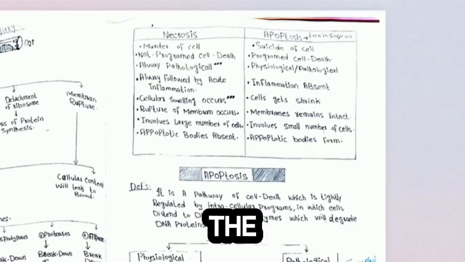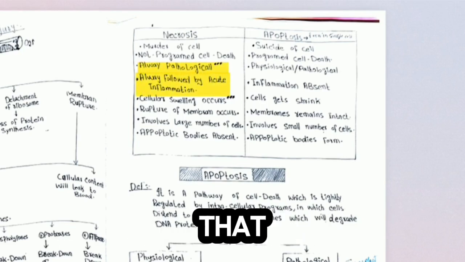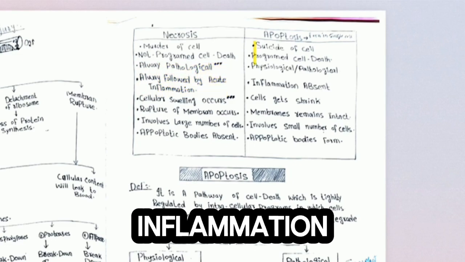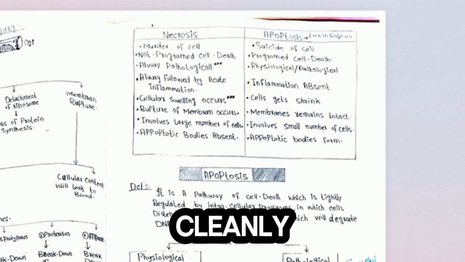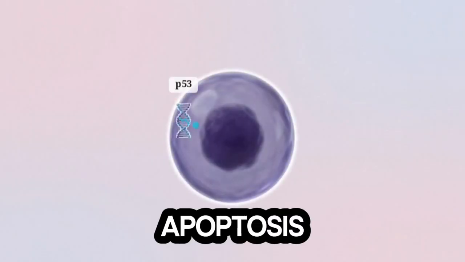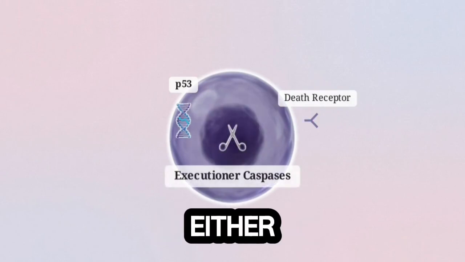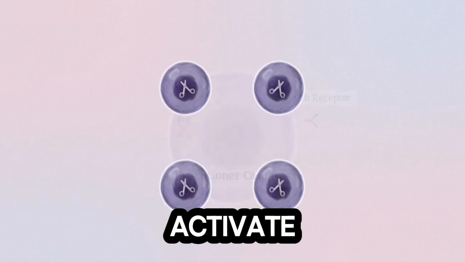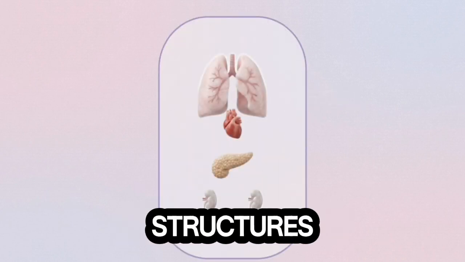This table highlights the clinical distinction between the two pathways of cell death. Necrosis is an unregulated pathological process that always triggers acute inflammation. Apoptosis is a highly controlled, programmed cellular suicide that cleanly disposes of the cell without causing any inflammation at all. Apoptosis can be triggered from within the cell via DNA damage and p53, or from the outside through death receptors. Either way, both pathways converge to activate executioner caspases, which systematically dismantle the cell's internal structures.